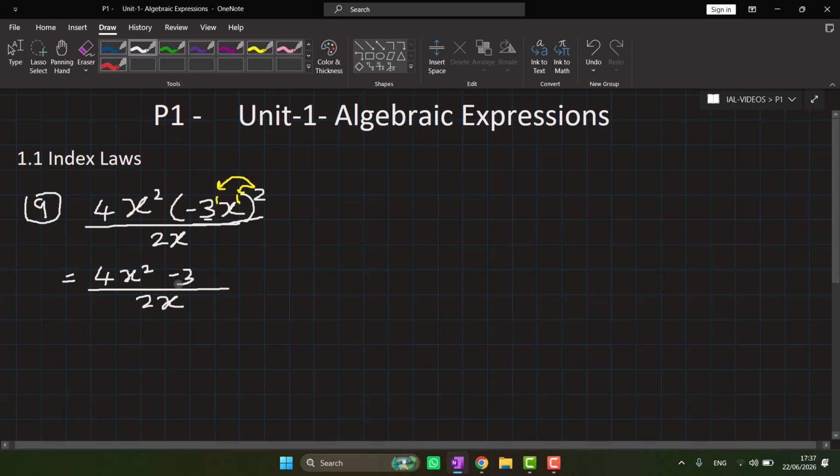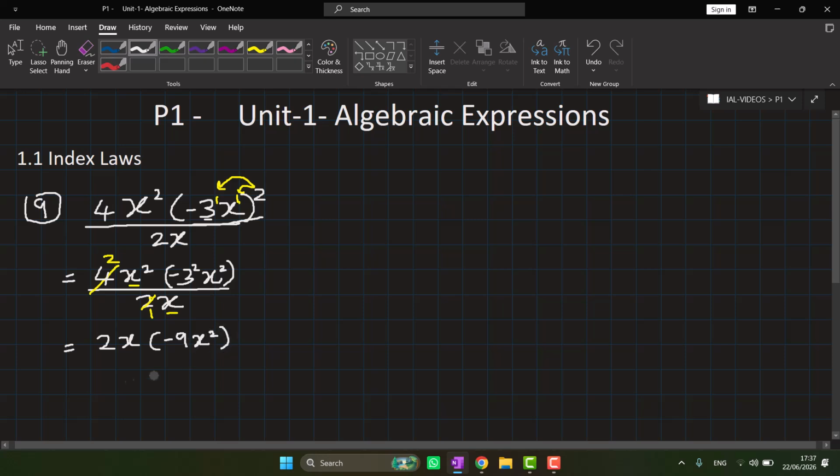minus 3 squared within brackets times x squared, and 3 squared is 9, and then you have to multiply that 9 by this minus sign. And outside the bracket you can simplify these. 2 times 1, 2 times 2, and x squared divided by x would be x to the 1, which is x. So 2x would remain outside, and inside the bracket would be minus 9x squared.